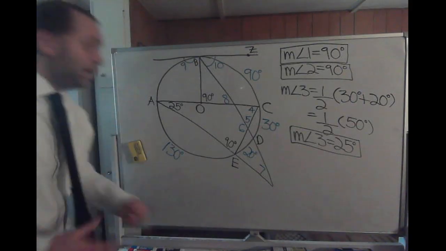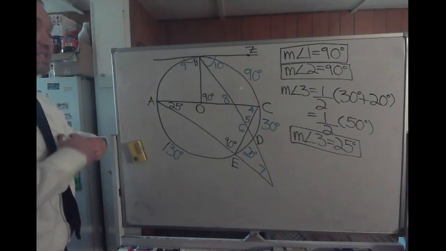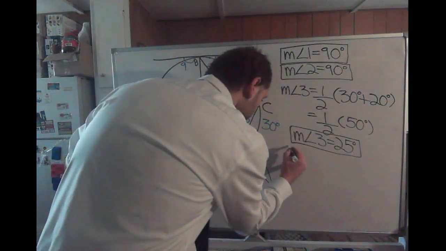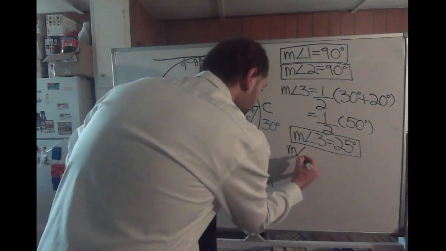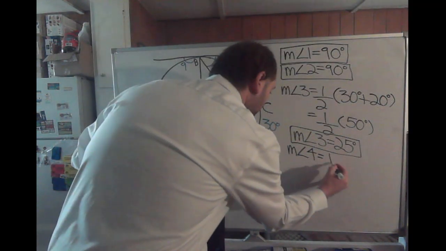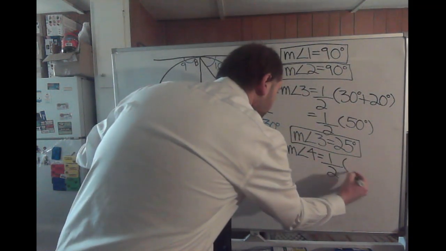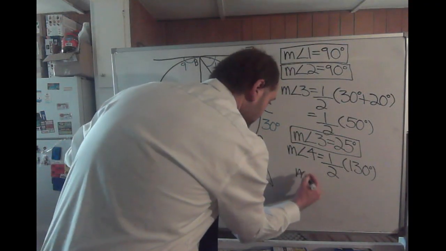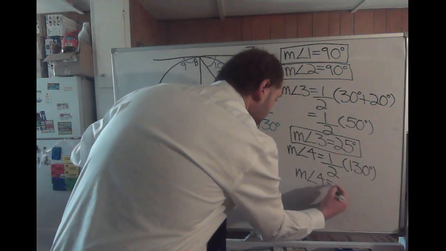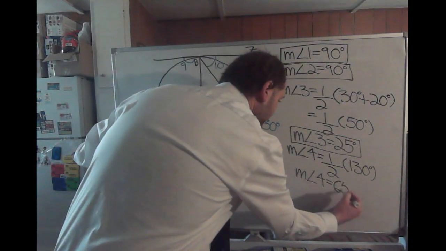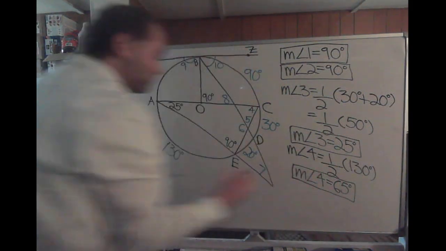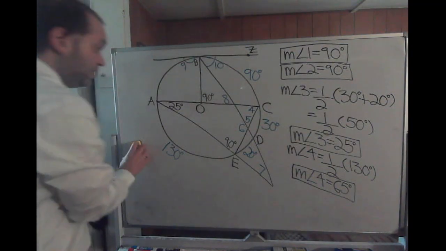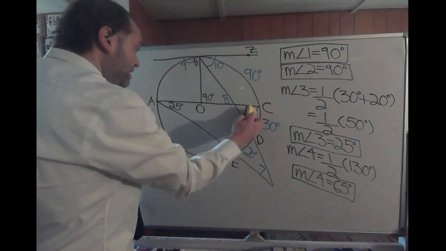So now we just solve for the missing arc, AE being 130. What do we know about an inscribed angle? It's equal to half the measure of the arc it intercepts. So the measure of angle 4 is equal to half of 130 degrees, which means what? That the measure of angle 4 is going to be equal to 65 degrees. So we can now fill that in since we know that information.